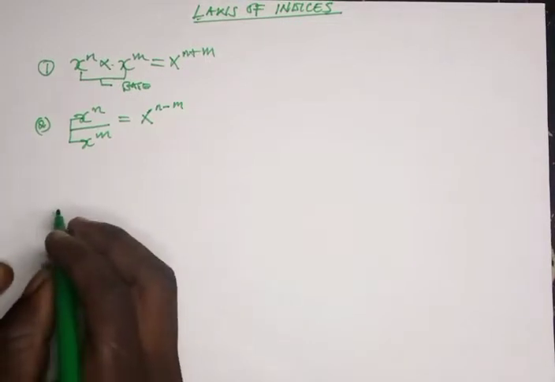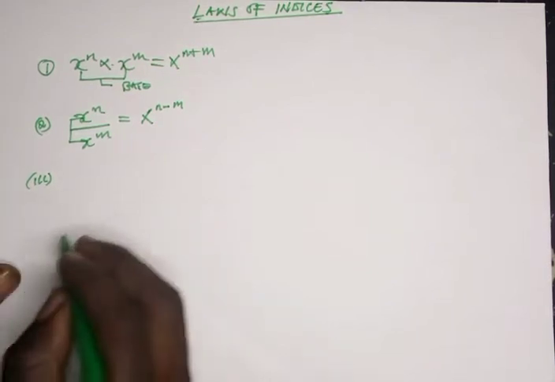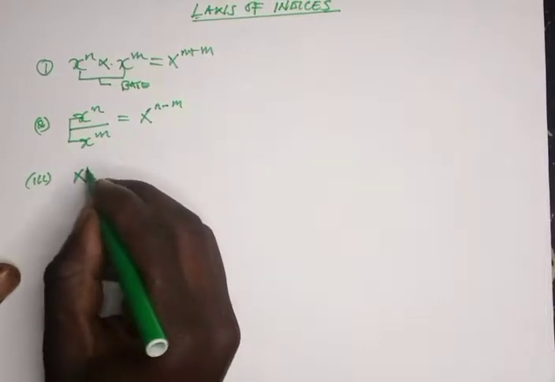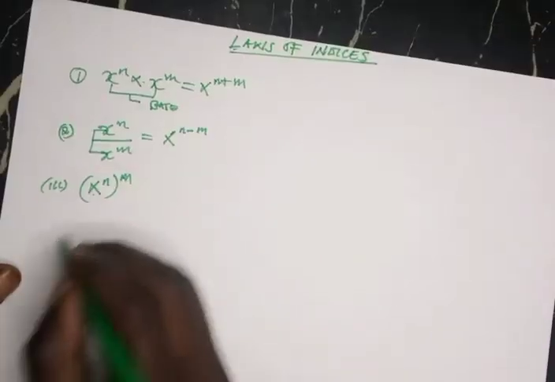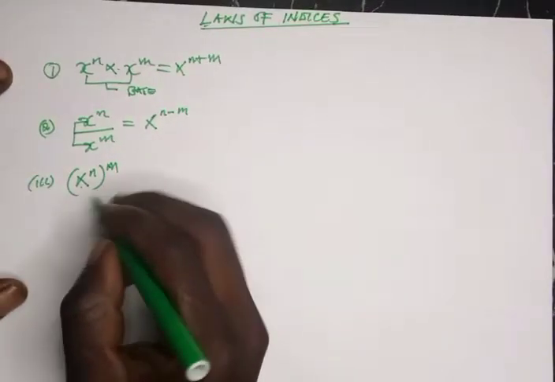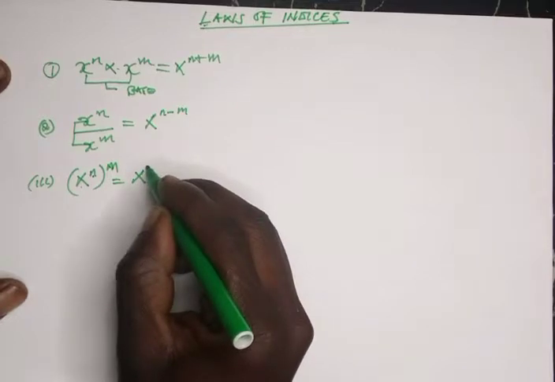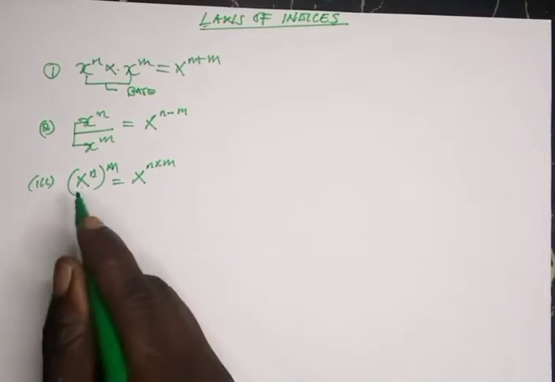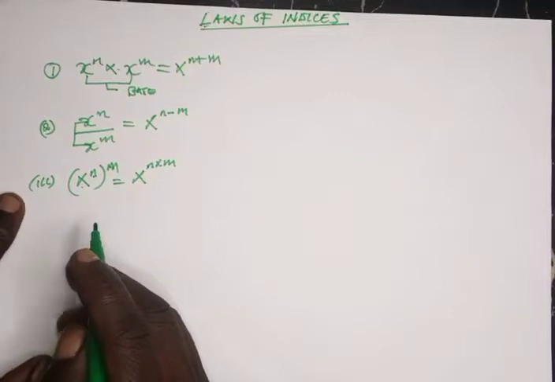Then the law of powers, this is number 3. Law of powers. For instance, if you have an expression like x power n, all power m, then you are going to multiply this one and this one, then it will be x power n times m. That's the law of powers.